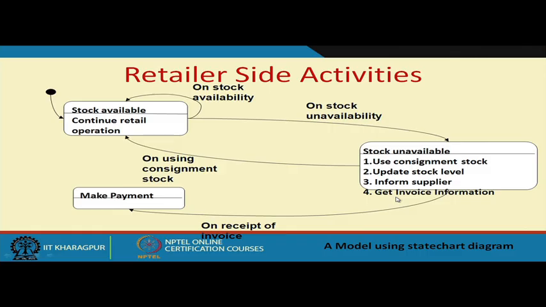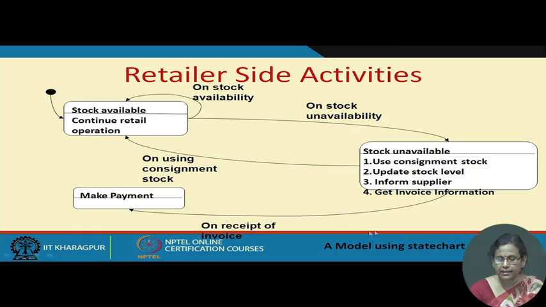Because the retailer gives this information to the supplier, the supplier will immediately send the invoice, because so far the stock was in the stock of the supplier, and therefore he had not sent the invoice. Now he has sent the invoice, and after receiving the invoice, the retailer will make the payment.